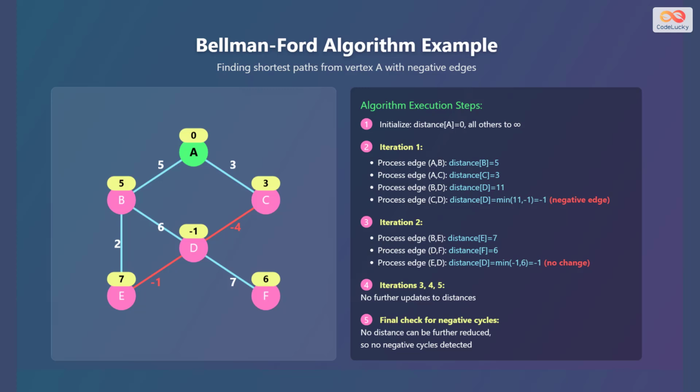In the second iteration, the distance to E is updated to 7, and the distance to F is updated to 6. Finally, we have to check for the negative cycles in the graph for the next iterations. The algorithm iterates multiple times and then checks if further improvements are possible.